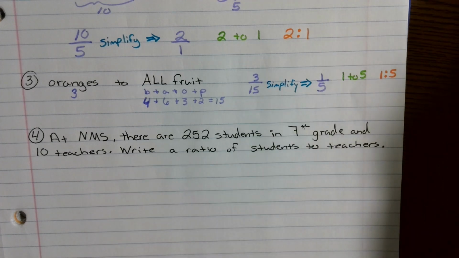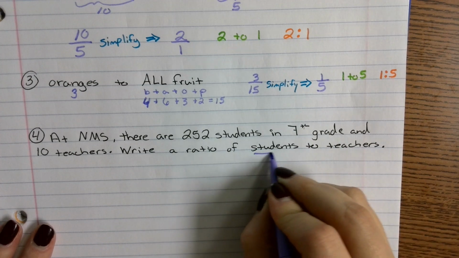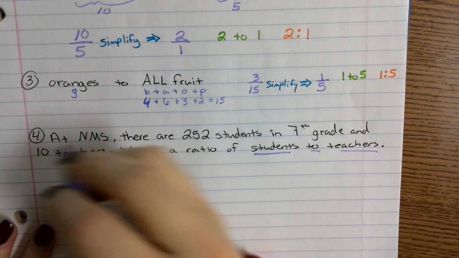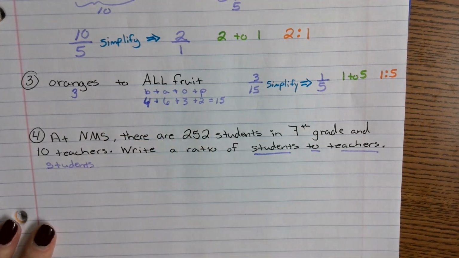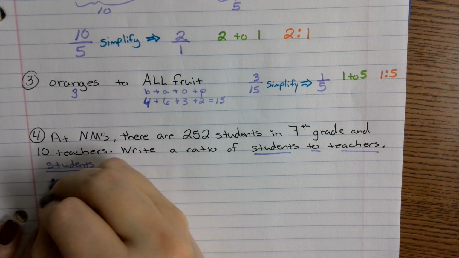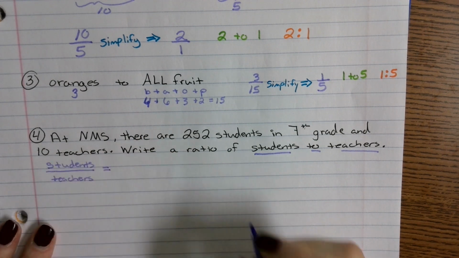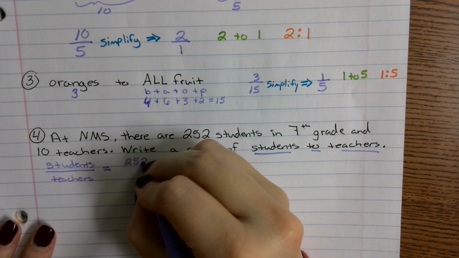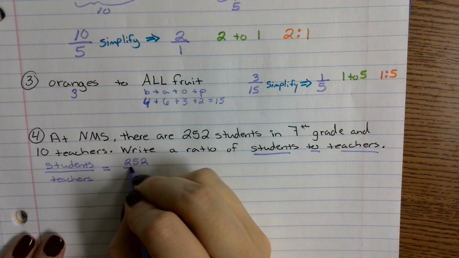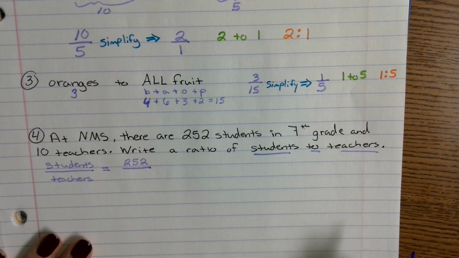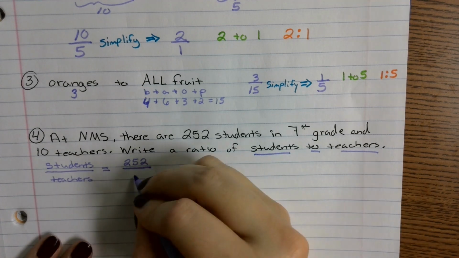Okay, so when you're setting this up, guys, make sure that you set it up. They're telling you the order of setup. Students to teachers means that your numerator is going to be your students. Your denominator is going to be the teachers. How many students are there? 252. Man, I'd love it if there was only 10 students. That'd be great. 1-to-1 ratio. I'll be one of them. All right. 252 students. Teachers is 10.